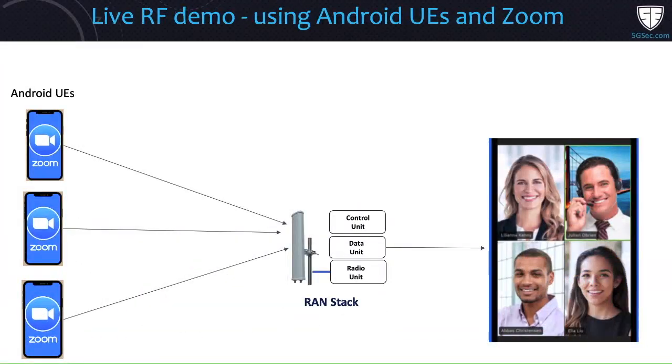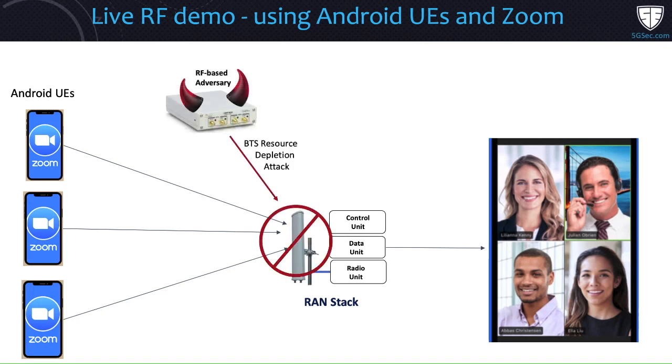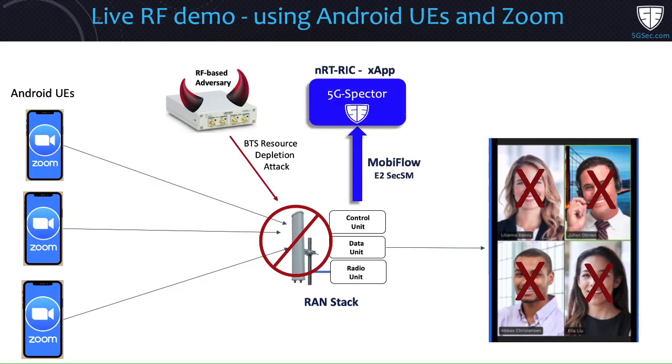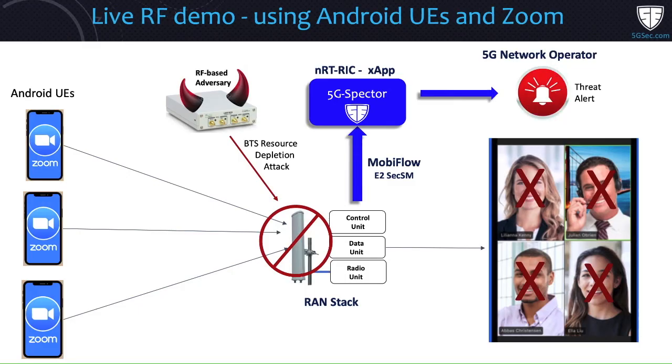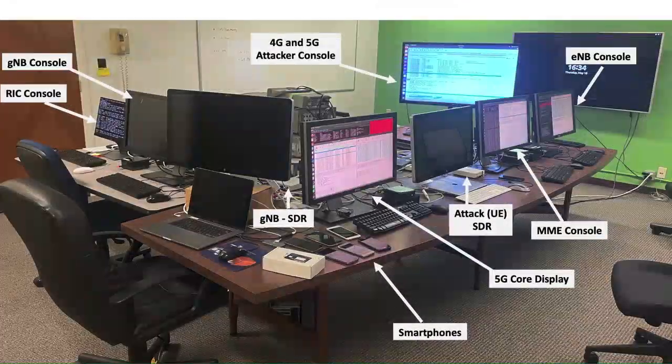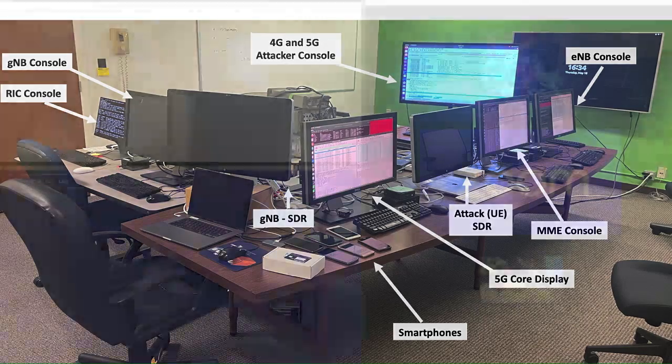To illustrate the threat, we'll use a few Android phones that are streaming video live through a 5G network, and we'll use an Ettus B200 USRP to target the base station. We'll also use our modified O-RAN stack with SecSM to produce a MobileFlow stream, which will enable 5G-Spector to detect the attack as soon as it executes. For the demonstration, we'll use our SE-RAN mobile network attack testbed, running EURECOM OAI, ONF's SD-RAN, and 5G-Spector.